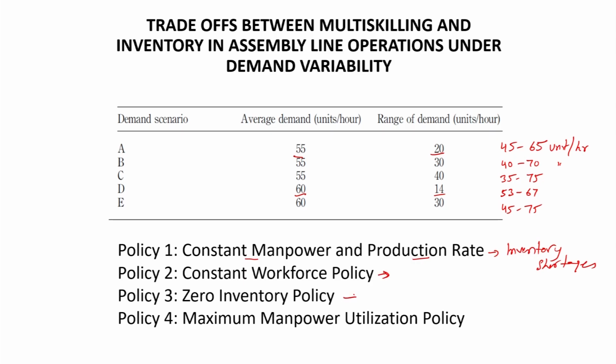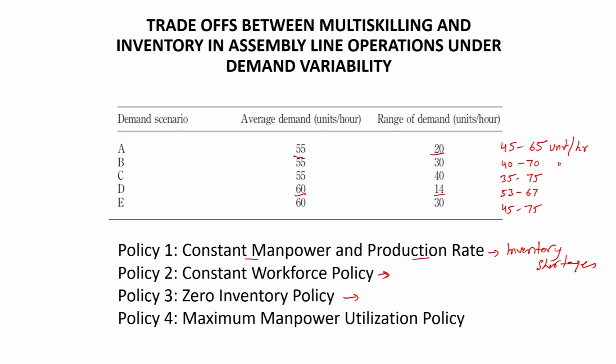In the third case, we change the number of stations and the production rate as per the requirements. That is the zero inventory policy, no inventory, no shortages. Policy 4 is the maximum manpower utilization policy. That means we work with zero inventory, based on that we decide a certain number of manpower, but the manpower is not exactly equal to the production rate. So, we produce a little bit more so that the manpower is fully utilized, and in the process we build up a little bit of inventory. These 4 policies we are discussing for 5 demand scenarios.